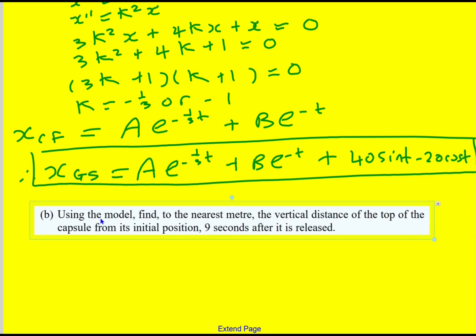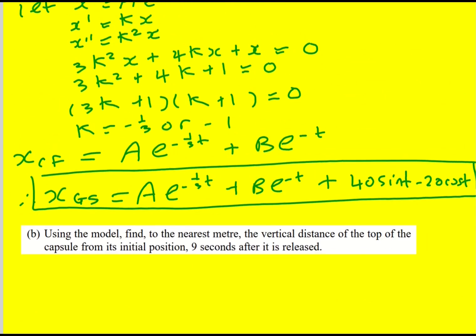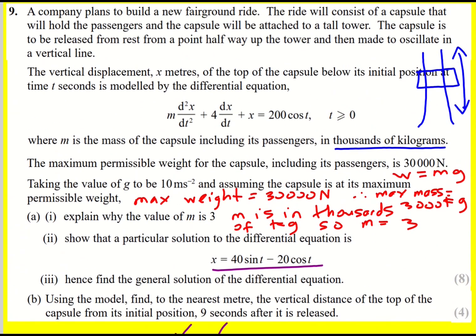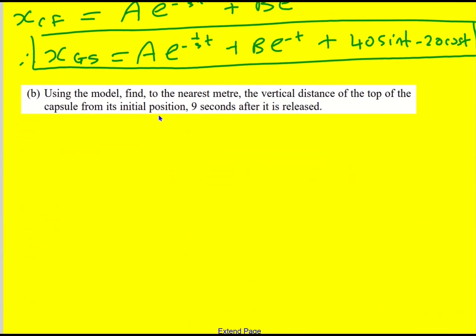Okay, one bit to go. Using the model, find to the nearest meter the vertical distance at the top of the capsule from its initial position 9 seconds after it's released. There's actually quite a bit to do here because we need to work out A and B first. Now we're told right at the beginning that the capsule is released from rest from a point halfway up the tower and then made to oscillate. So because we're interested in its vertical distance from its initial position, we can say that when t is 0, x is 0. It doesn't matter it's halfway up, we're relating it to its initial position. And then because it's released from rest, dx by dt is also equal to 0.